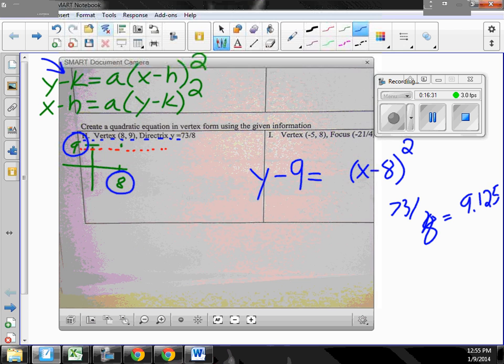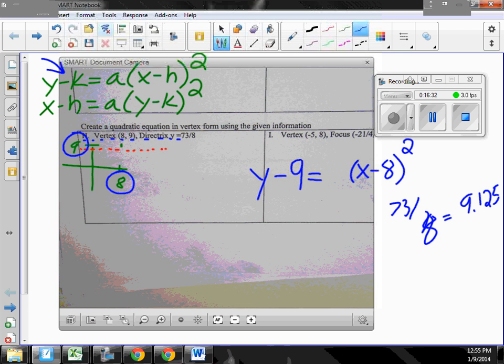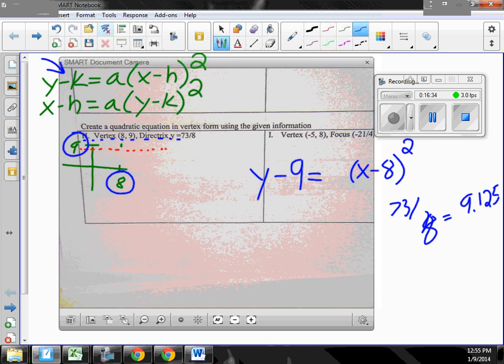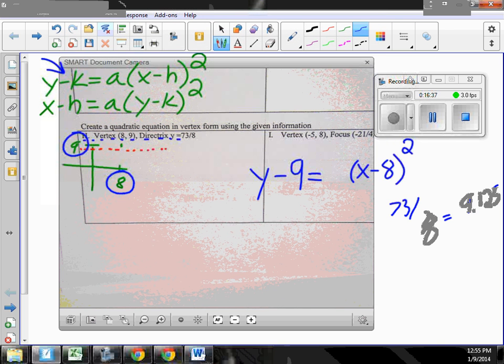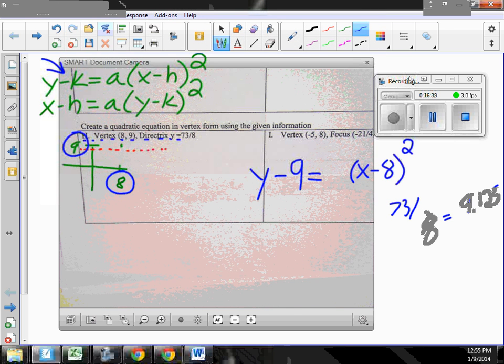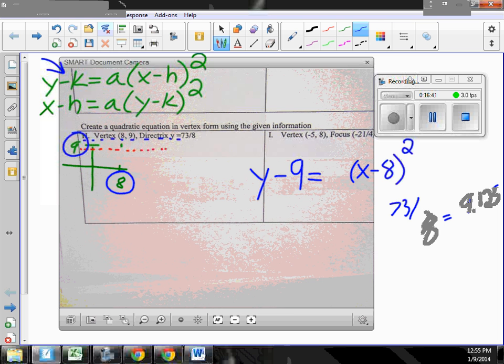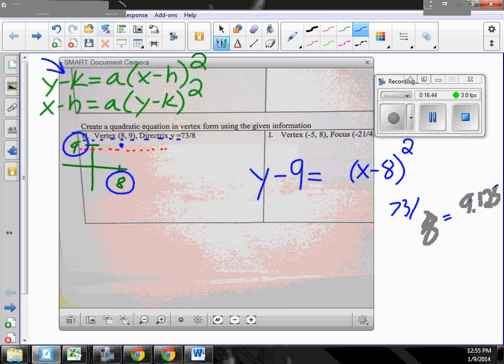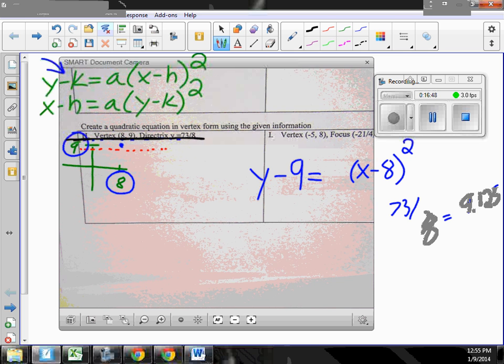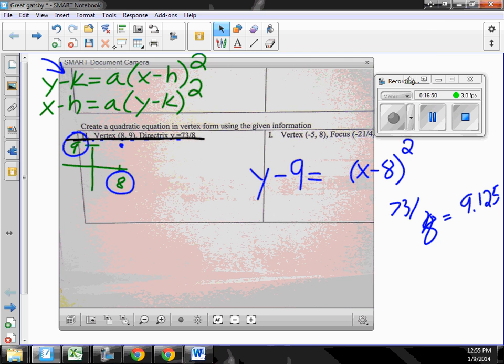9.125. So the line y equals 9.125 is where in relationship to my vertex? It's above. So my directrix is this line here. We can throw that red line away. Does that tell us anything about the equation?